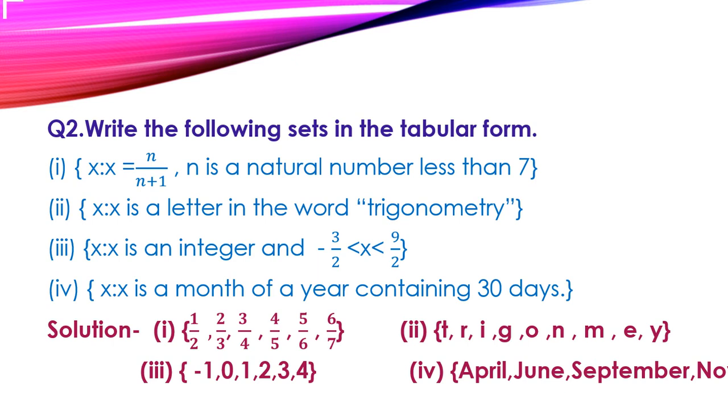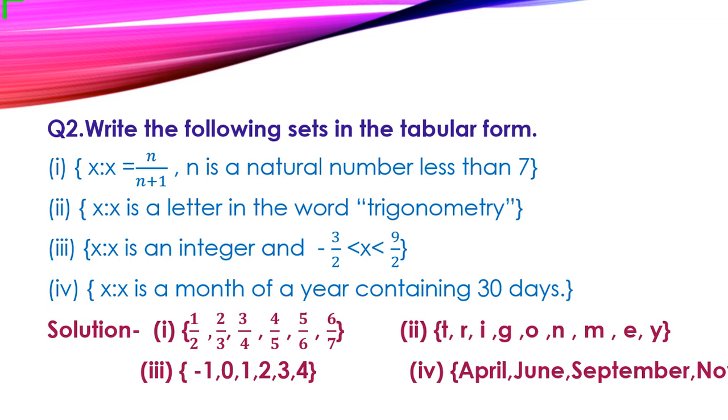Next, the third one: x such that x is an integer and x lies between minus 3 by 2 and 9 by 2. Now we have to understand that x are integers which lie between minus 3 by 2 and 9 by 2. If we put the value minus 3 by 2, after that we write minus 2 by 2. If we simplify this, we get minus 1, right students? Next, minus 1 by 2. Since this is not an integer, we cannot consider it. We have to ignore this one. So our first term is minus 1.